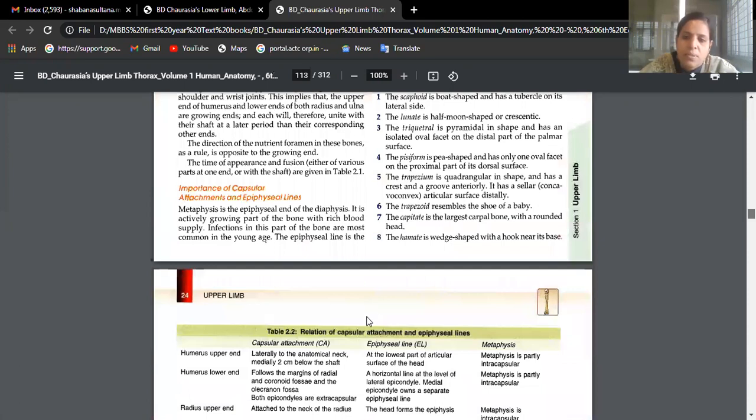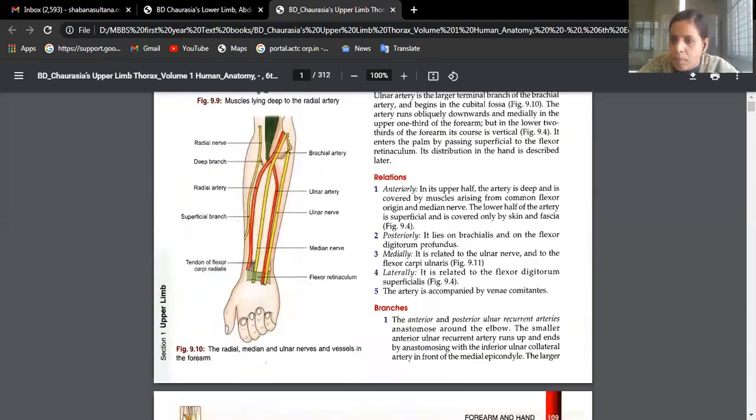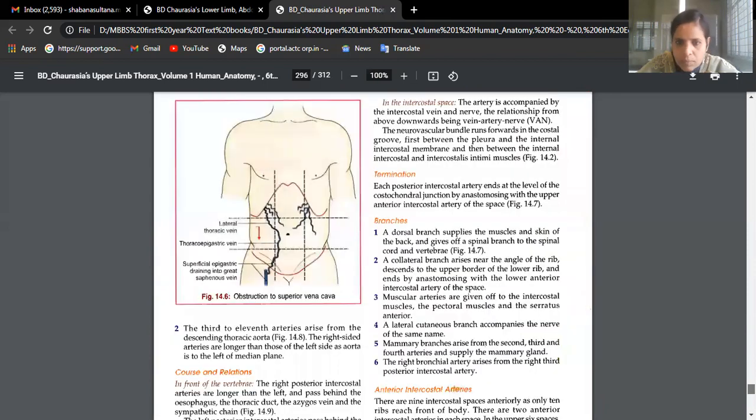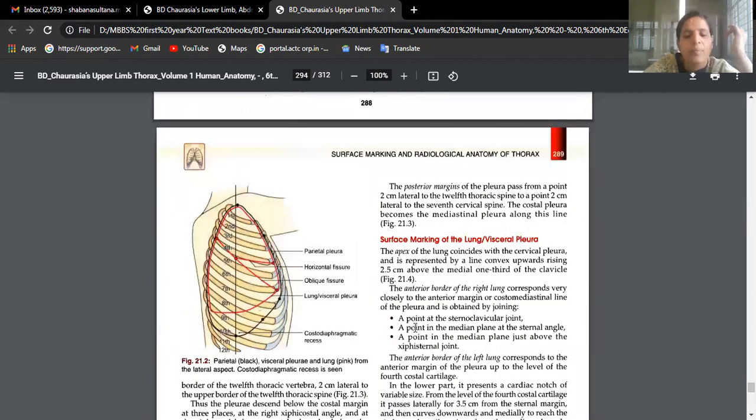Better we'll see the page number first. It's taking time. Just wait.